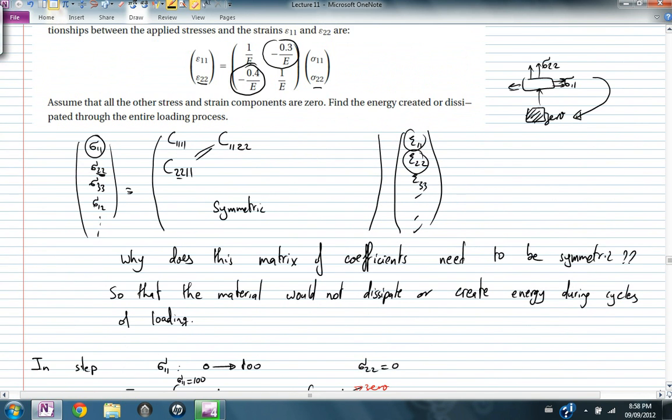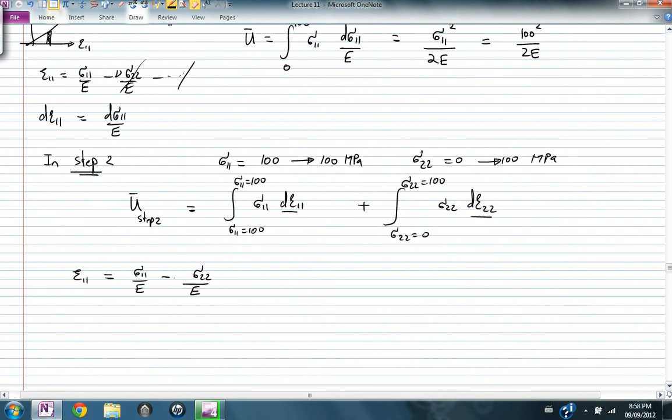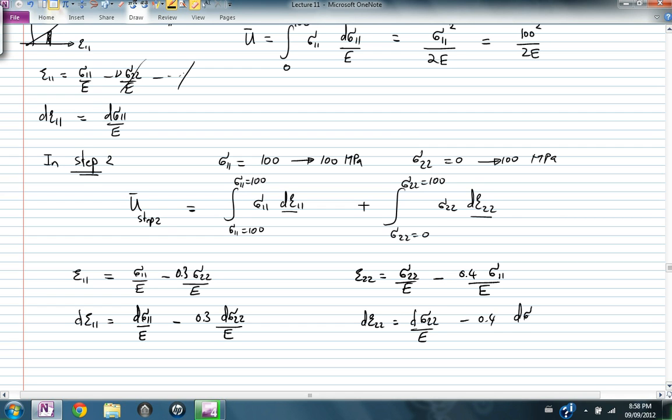Yep, it's the negative 0.3. And I know that epsilon 2 is equal to sigma 2 over E minus 0.4 sigma 1 over E, which means that the increment in epsilon 1 has to do with an increment of sigma 1 minus 0.3 an increment of sigma 2. And similarly, the increment in epsilon 2 is equal to an increment in sigma 2 minus 0.4 d sigma 1 over E.